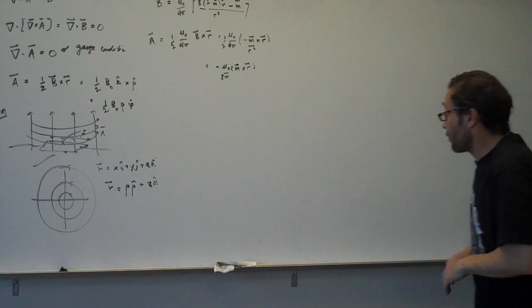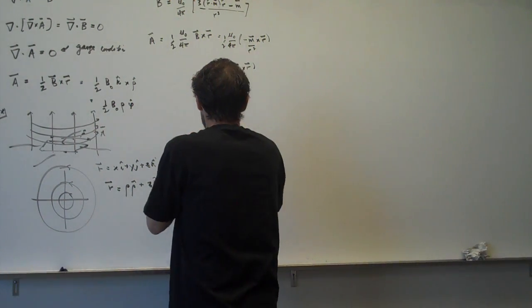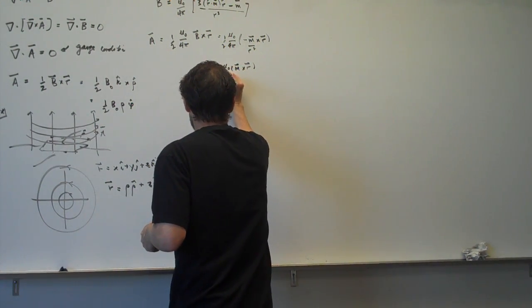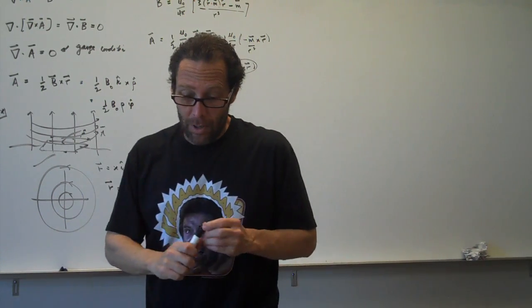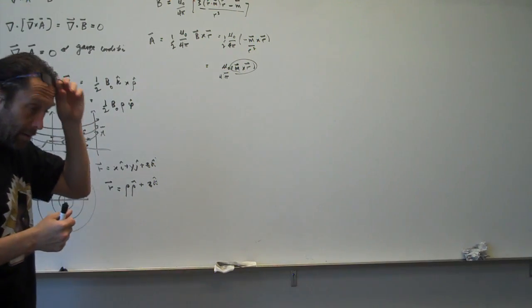It turns out, for whatever reason, there is no one half. It comes out to be this. The important thing is this M cross R. Okay? That's what's important. Now we're going to move on, and that's it for chapter 8.